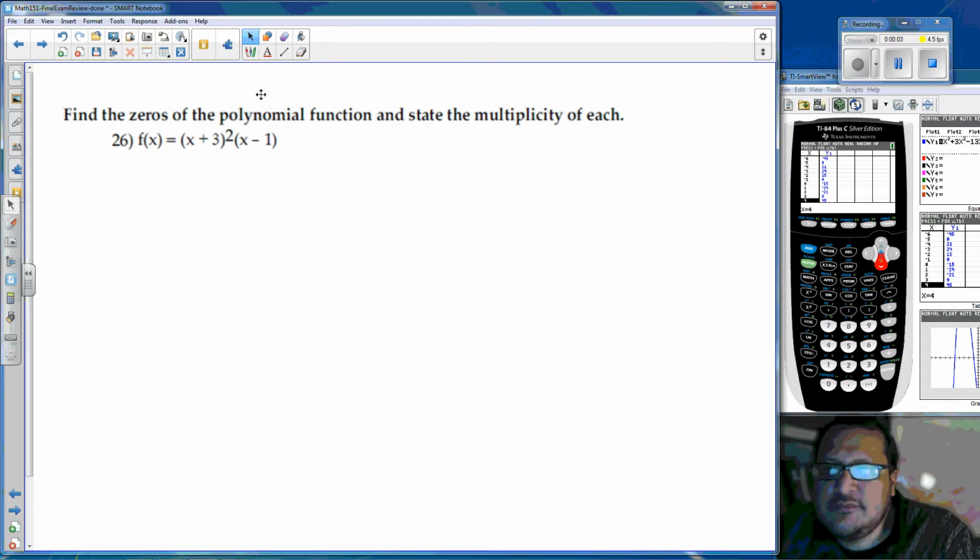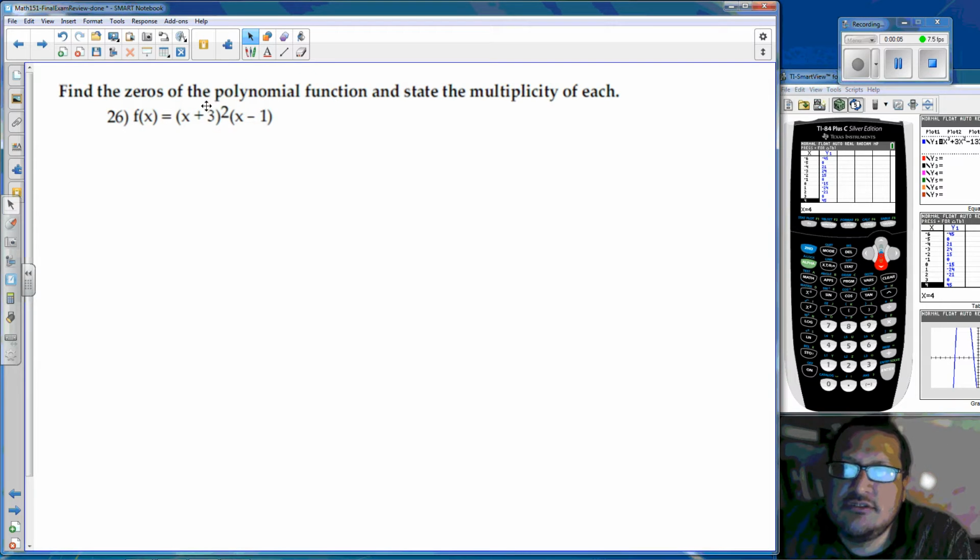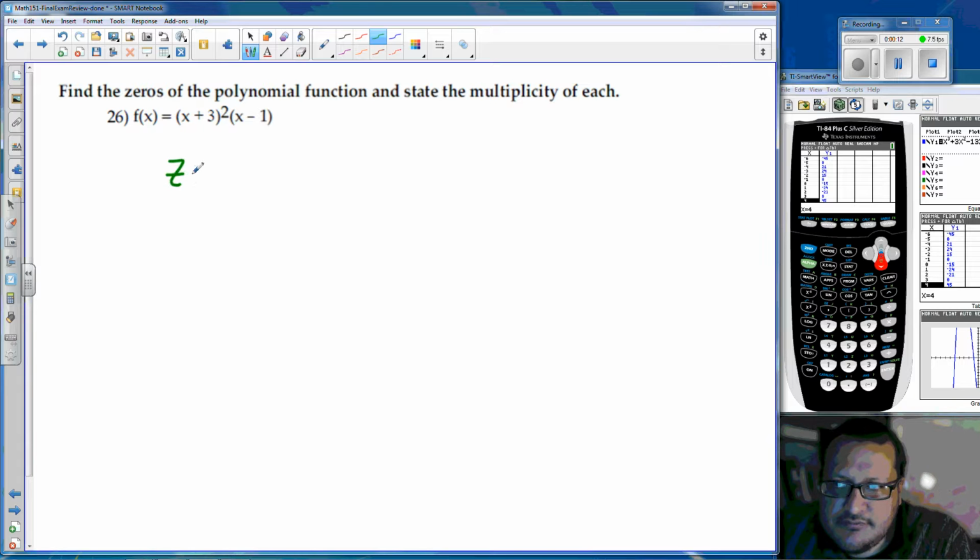Now this problem is just to find the zeros of the polynomial. So the zeros are where this right here is going to be equal to 0. The zeros are going to be -3 and 1. It's just the opposite of this right here. 1 minus 1 is 0, and -3 plus 3 is 0.